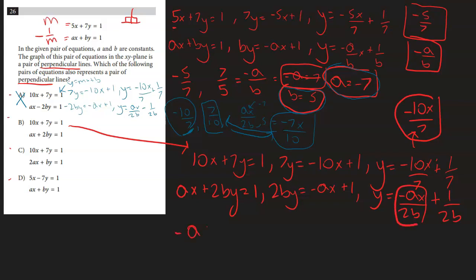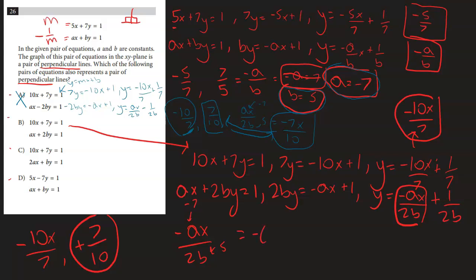negative ax over 2b. We're going to compare it with the other line slope that is negative 10x over 7. But if we take the inverse and opposite side of that, we should get 7 over 10 positive. And so this is the slope we're looking for once we plug in a and b. So if we plug in a, we're going to get negative 7 for a and 5 for b.